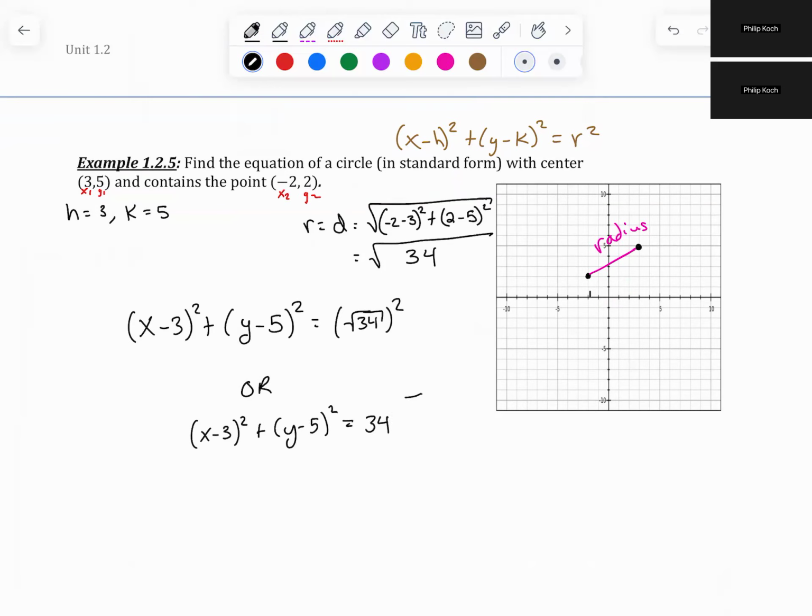Either way would be fine on an exam or a quiz. If Alex were to mark you down for writing the square root of 34 squared, let me know and I'll give you full credit back. It just looks prettier to write it with the whole number instead of the square root, but it's okay either way. Any questions on that?